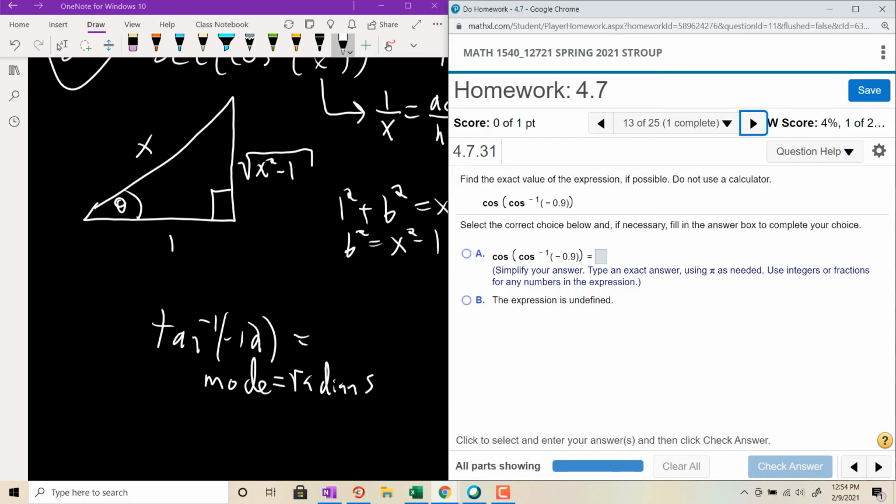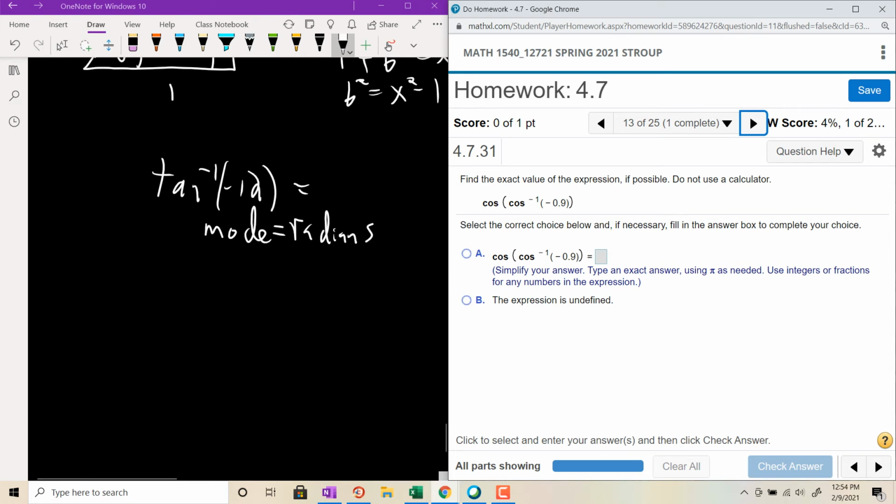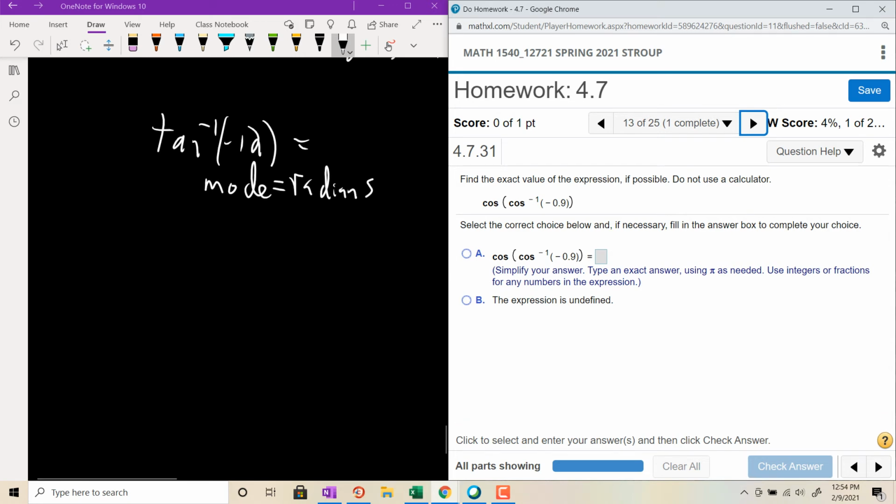Let's see what else they got for you. Cosine, find the exact value.